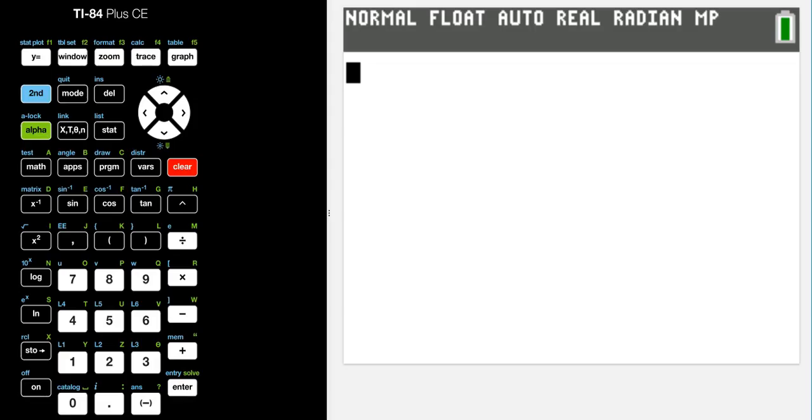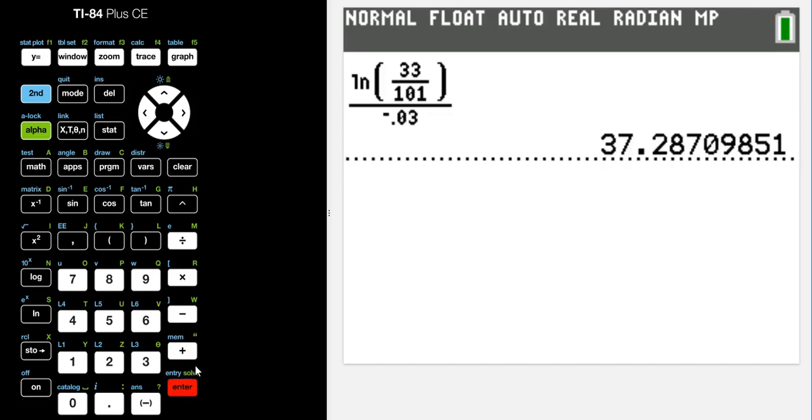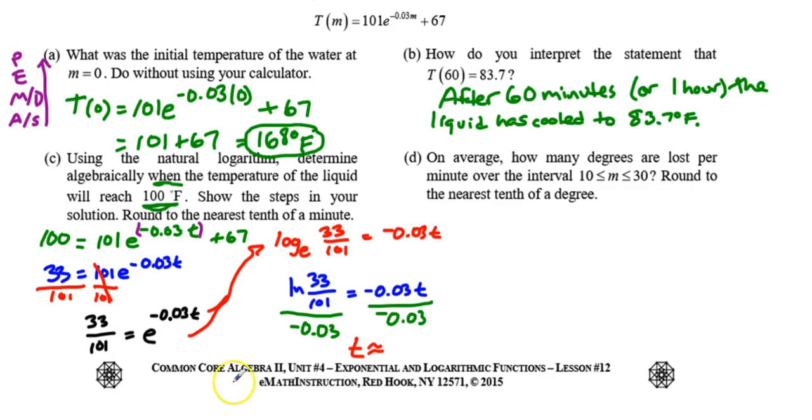We're going to go to our calculator. We're going to do natural log. Actually, let's create a little fraction. So just double check that everything is entered correctly. I hit enter. And our prediction wasn't too bad, wasn't perfect, but 37.3 minutes. Pop over here, make sure we're rounding it right. It says round to the nearest tenth. So 37.3 minutes.